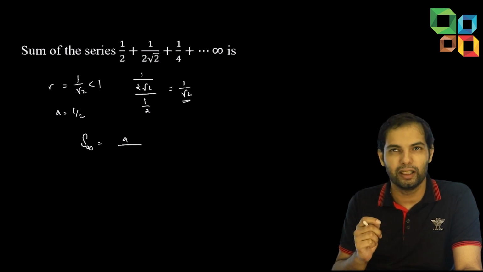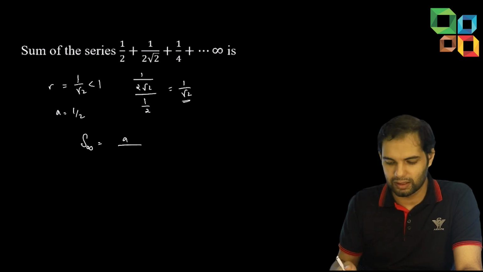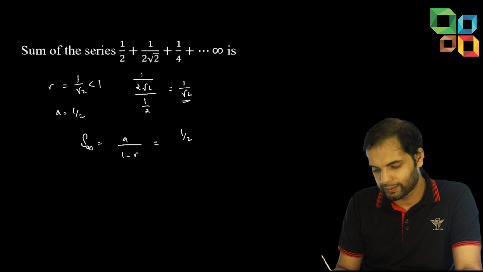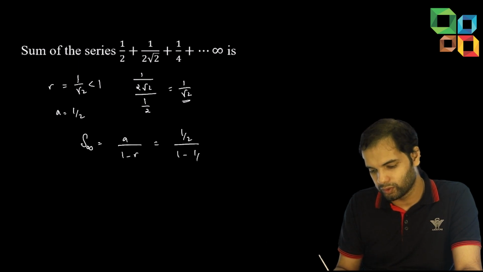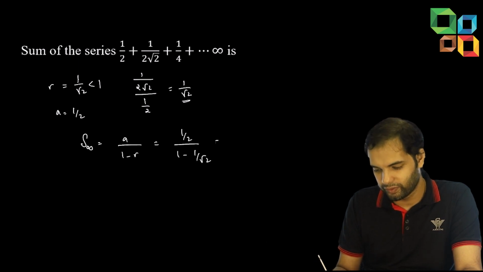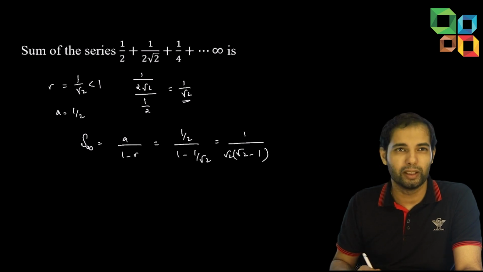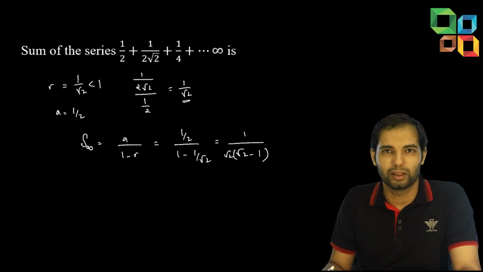It is 1 by a higher number. Root 2 is 1.41, right? It's less than 1. So A by 1 minus R. So A is half divided by 1 minus 1 by root 2. You can simplify if you like. So it's root 2 minus 1, and root 2 will go to the numerator. So you can cancel it and write it like this. You can simplify however you like. You can write it as 2 minus root 2 or something like that.